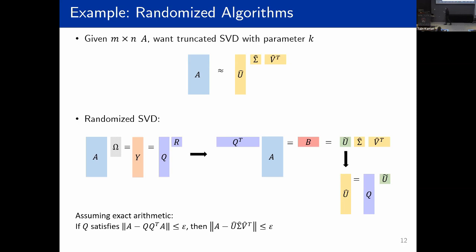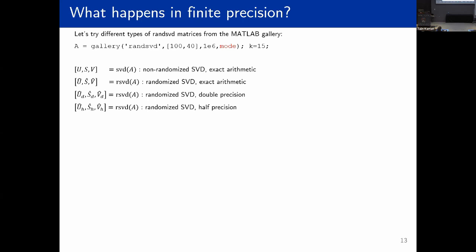So this is how you do the randomized SVD. In the literature, if you look at papers like Halko, Martinsson, and Tropp and things like that, they give error bounds of this form. They say, if this first part produces a Q that satisfies this, this is less than some epsilon, then the resulting error in your SVD will also be bounded by this epsilon. Those are the bounds that are proved. And so the question is, do those hold in finite precision?